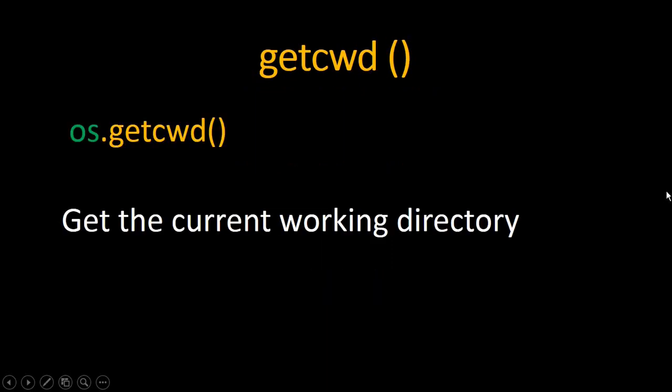Let's go now for the first function. The first function is getcwd. How to write it? It's just by writing the library name, then dot, then getcwd, and open and close parentheses. And as you can see here, we don't have any parameter for this method. What does it do? It gets the current working directory, and let's check this out.